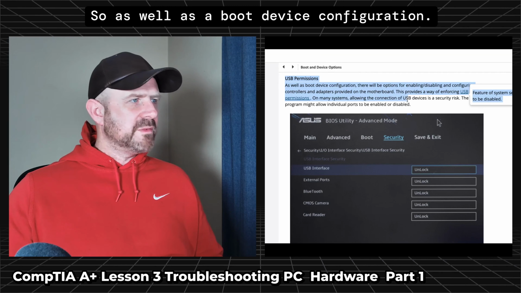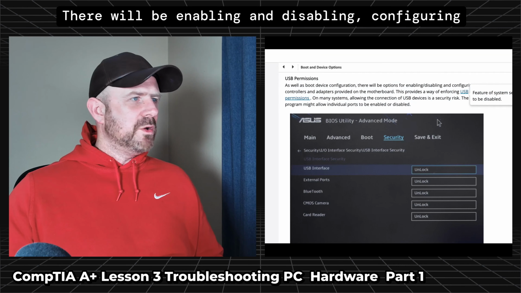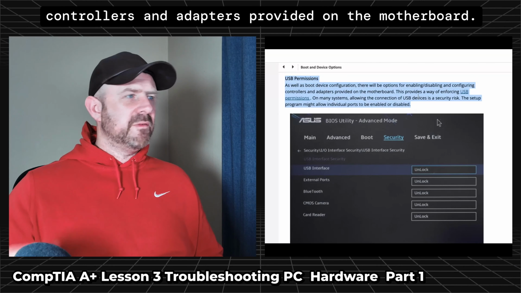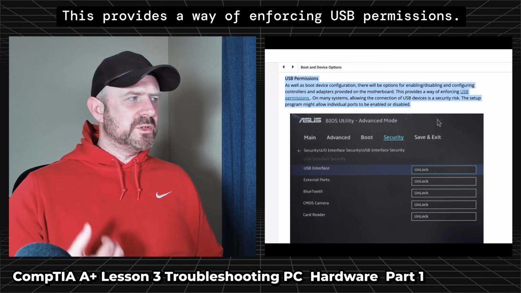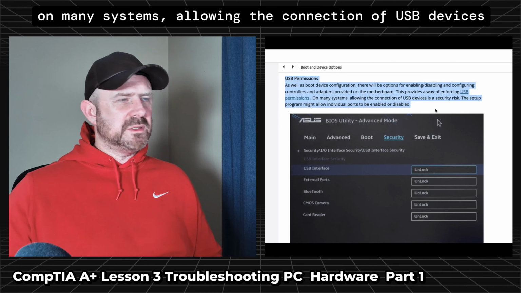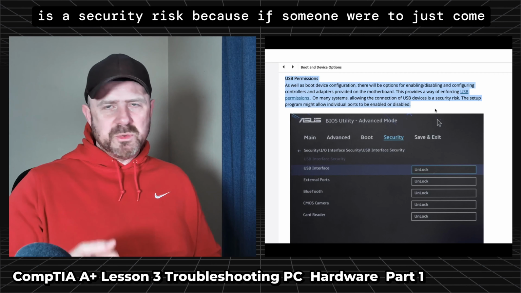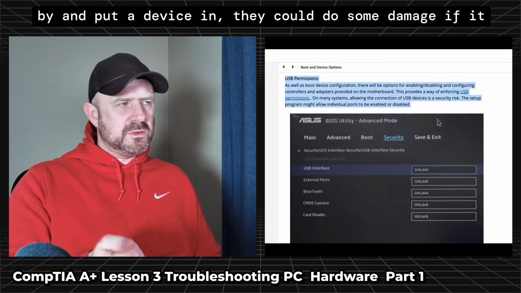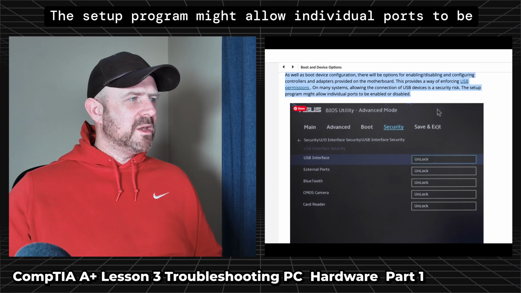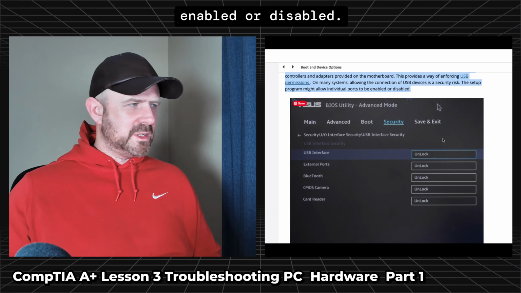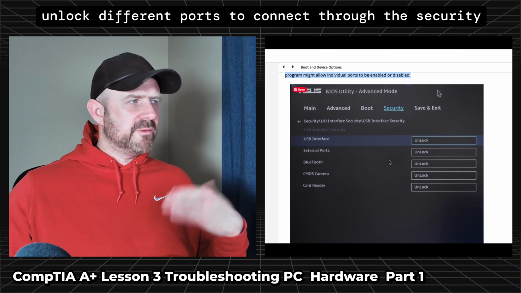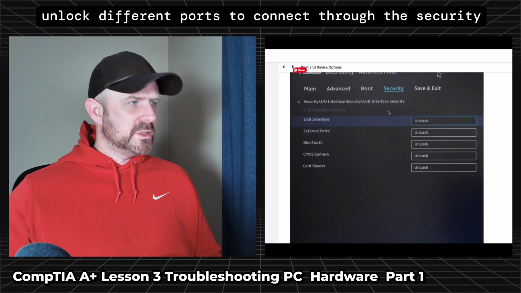As well as boot device configuration, there will be options for enabling, disabling, and configuring controllers and adapters provided on the motherboard. This provides a way of enforcing USB permissions. On many systems, allowing the connection of USB devices is a security risk, because if someone were to just come by and put a device in, they could do some damage. The setup program might allow individual ports to be enabled or disabled. So you actually have the ability here to disable or unlock different ports through the security tab.